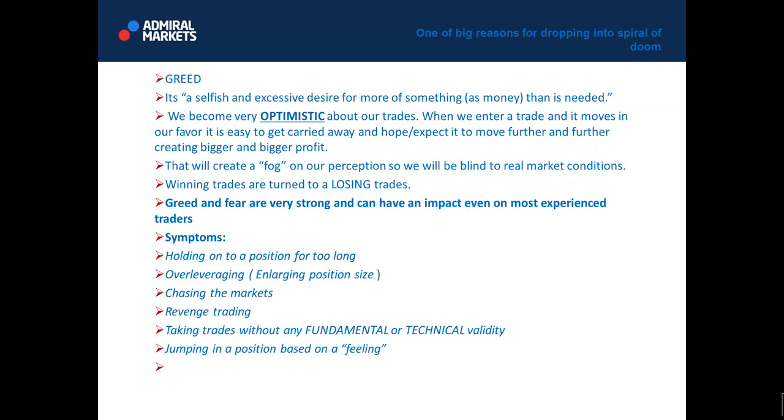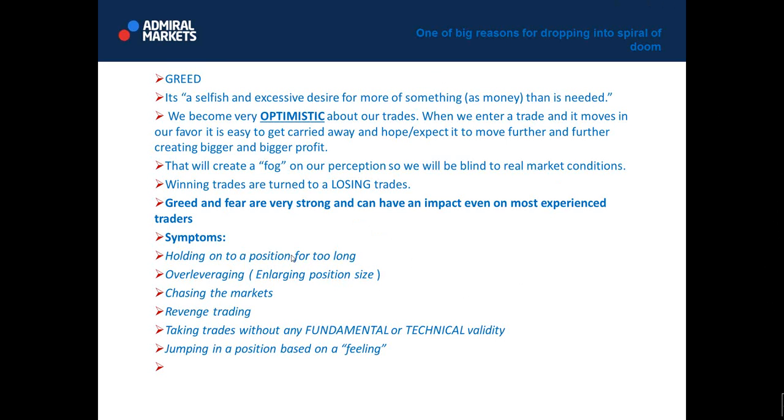Once we are in a loss, okay, we have a stop loss, then let's respect our stop loss. But once we are in profit, let's secure those profits. Greed and fear are very strong and can have an impact even on the most experienced traders. Greed and fear are also two of the reasons why traders lose money.